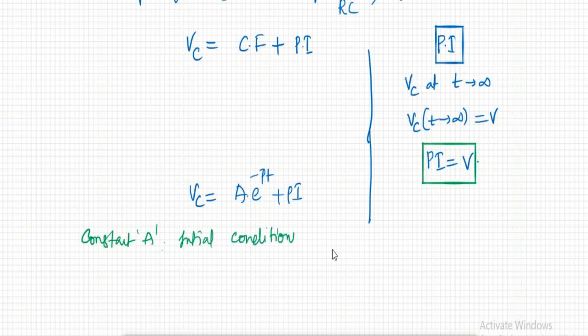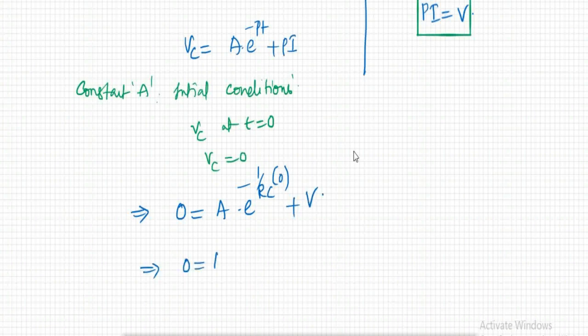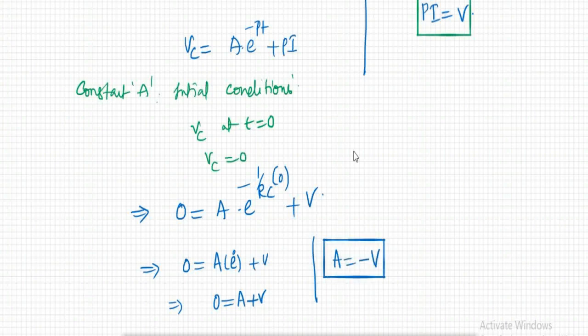So what are the initial conditions here? Vc at t equal to 0 is 0. I am going to substitute that value here. Vc was 0 at t equal to 0, and A into e power minus t by RC, with t being 0, plus particular integration V. If you arrange this, 0 equals A into e power 0, which is 1, plus V. So 0 equals A plus V, and the value of A comes as minus V.